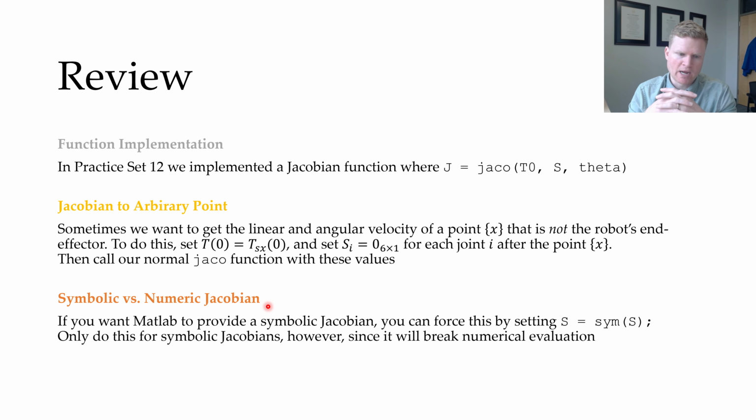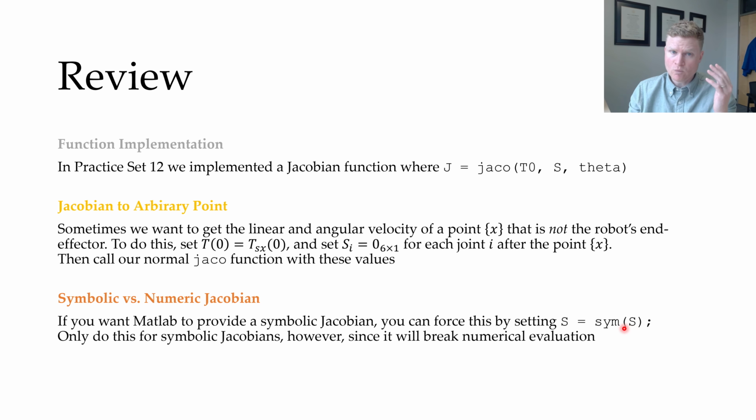If you're doing this in MATLAB, there'll be times when you want a numerical Jacobian, and other times when you want a symbolic Jacobian. If you want to force a symbolic Jacobian, you can set this matrix S equal to sym S, just declaring, hey, I want this to be a symbolic Jacobian. These should be symbolic variables. So if you're having some trouble forcing it to be symbolic, use this trick, and that should solve it.